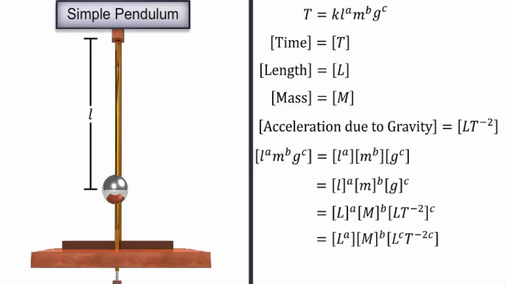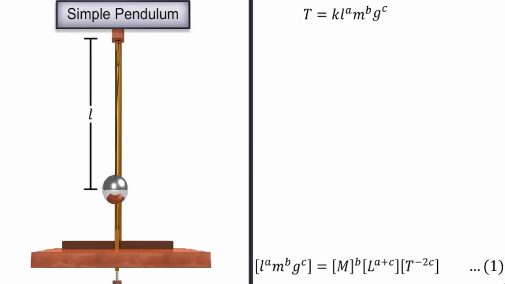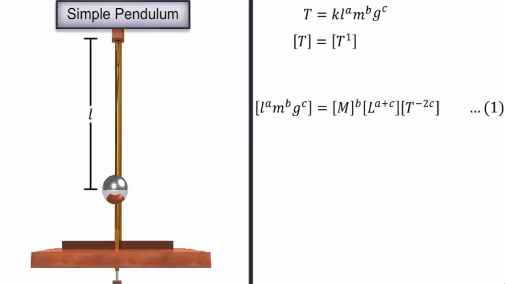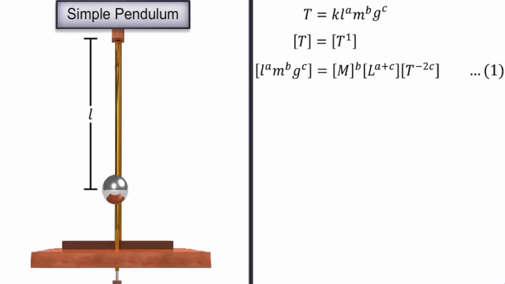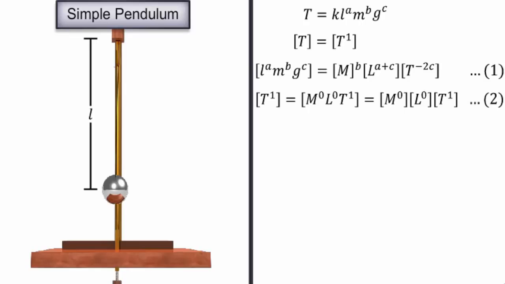Let this be equation 1. The dimensional formula of the quantity on the left side of the equation is as shown. As we do not have the term for M and L on the left-hand side of the equation, we take their powers to be 0 as shown. Let this be equation 2. Equating equations 1 and 2.